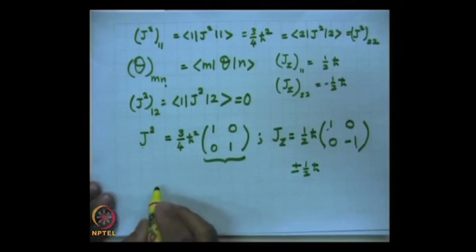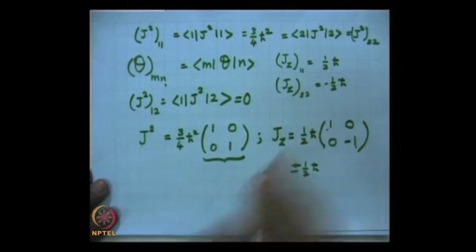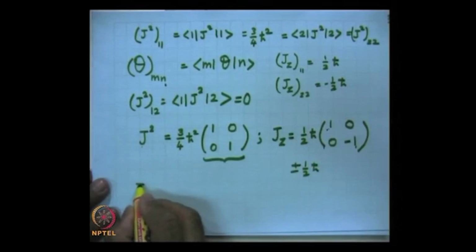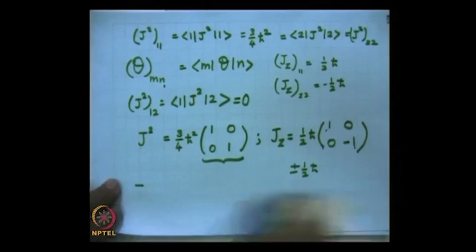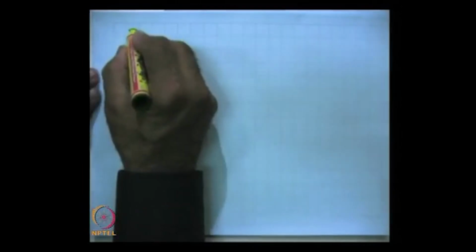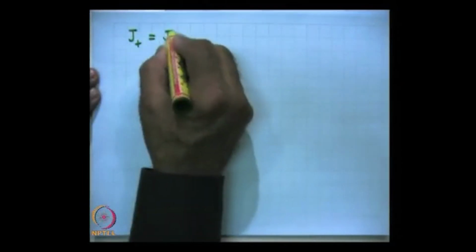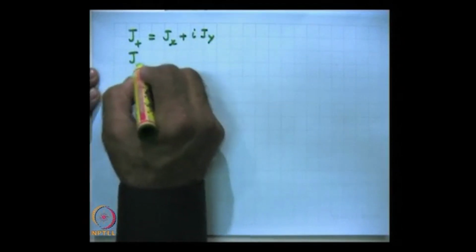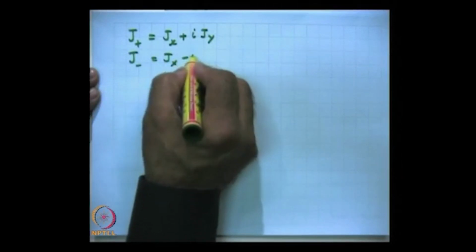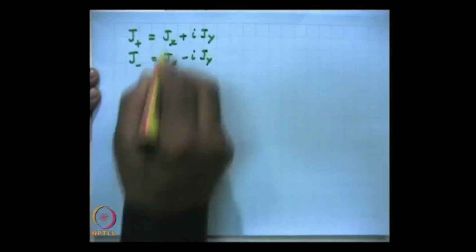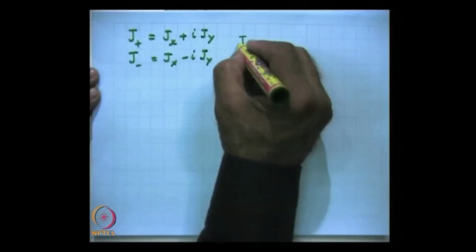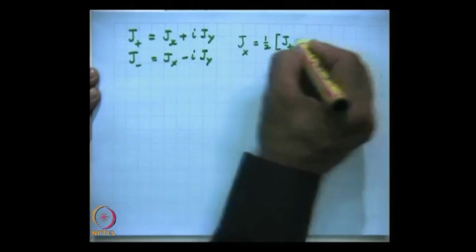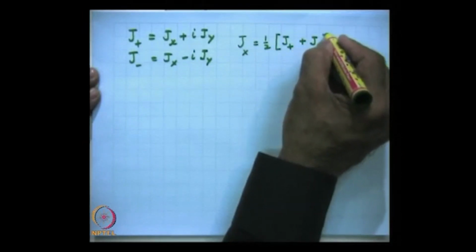Similarly, we had obtained for J x also, for example, we had defined the two operators. If you recollect, J plus was equal to J x plus i J y, and J minus was equal to J x minus i J y. If I add the two, I will get J x is equal to half J plus plus J minus.